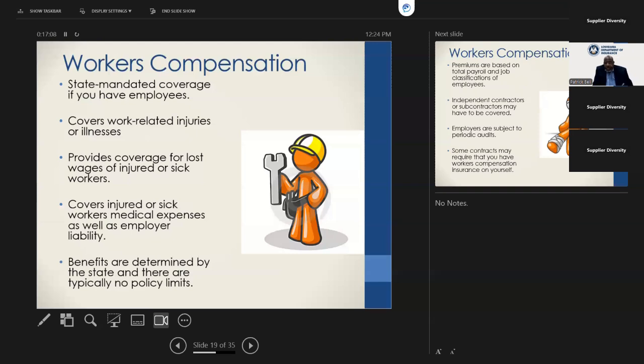Okay, workers' compensation insurance, state mandated coverage if you have employees. It covers work-related injuries or illnesses. It provides coverage for lost wages of the injured or sick workers. It covers injured or sick workers' medical expenses as well as employer liability. Let me put an asterisk right there. Because one of the things when it comes to workers' comp, you have to provide a safe working environment. You have to have protocols in place to make sure that you do everything you possibly can for the safety of your employees.